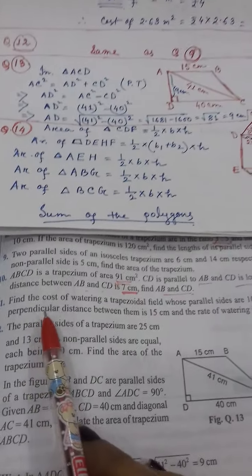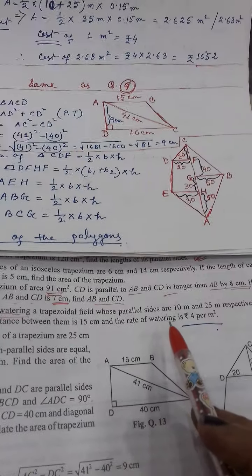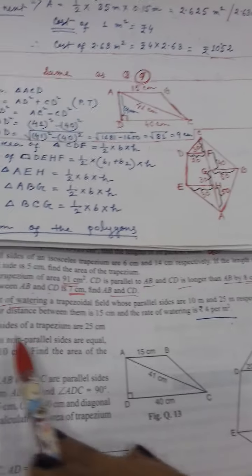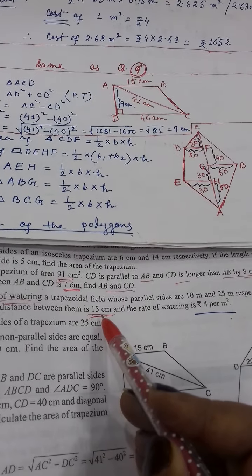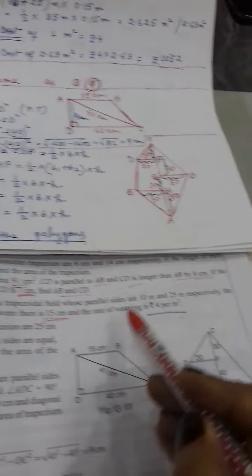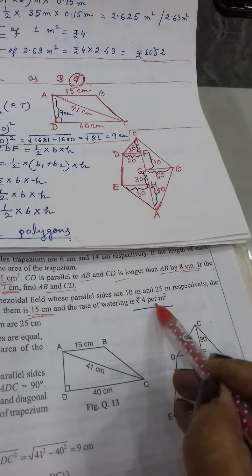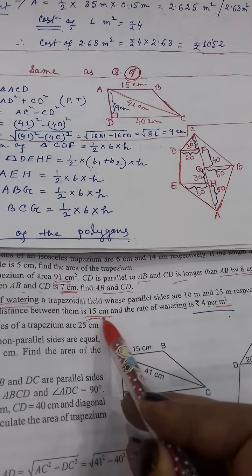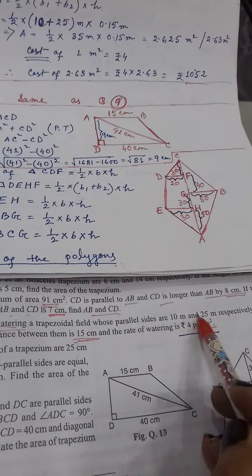Clear, students? Then question number 11, it is told to find the cost of watering a trapezium field whose parallel sides are 10 meter and 25 meter respectively. The parallel distance between them is 15 centimeter. Here you see distance is given, height is given in centimeter, sides are given in meter, but you have to find out the cost in meters. So this height you convert into meter first. I told you unit must be same. Unit must be same. Clear?